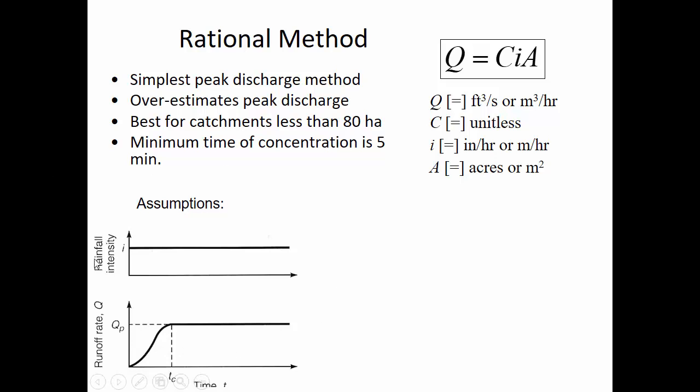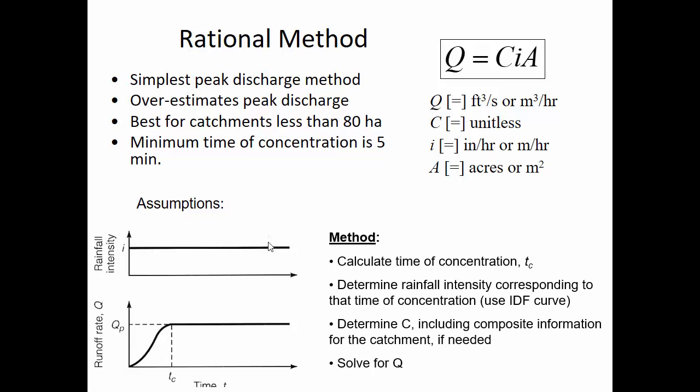So here's a visual representation of the assumptions. First of all, when you use the rational method, you're assuming a constant rainfall intensity when that's not realistic. In reality, rainfall intensity will be high for a little bit and then it'll taper off. And so that's part of the reason why this overestimates: it's assuming a high rainfall intensity that isn't changing.